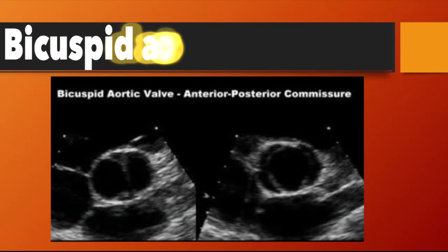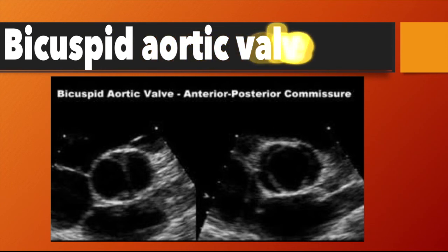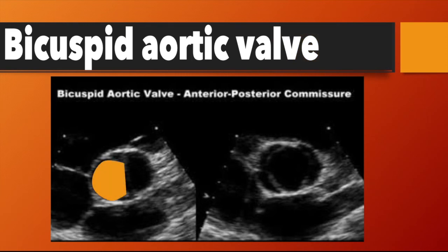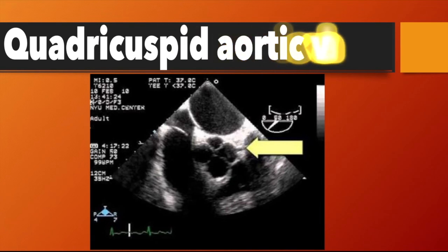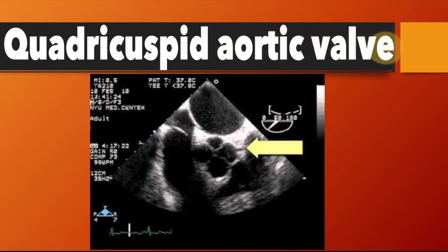Here, as you can see, is a bicuspid aortic valve. This is a congenital anomaly in which the aortic valve is formed of only two cusps. As marked here is the first cusp, here is the second cusp, there is no third cusp. Here is the quadricuspid aortic valve. The quadricuspid aortic valve is composed of four cusps instead of only right coronary, left coronary, and non-coronary. Here another cusp is present, as marked here.